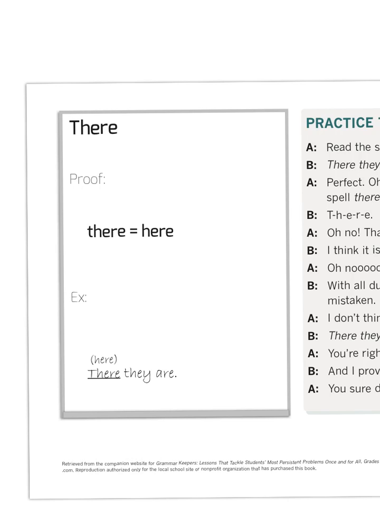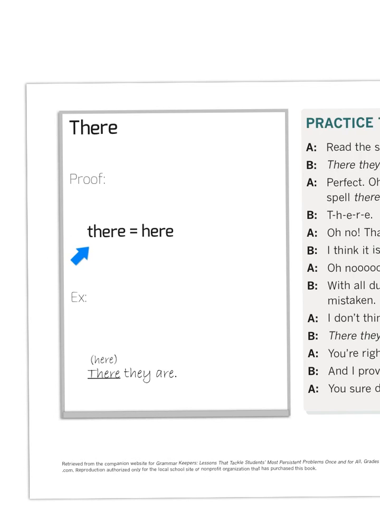Okay, so what is our proof for the word there? Remember, when we say the word proof, when we ask what our proof is, we're saying, how am I going to prove to myself and to my teacher that I'm using the correct form of the word there? Because remember, there's three different ones, and so we need a way to prove it to ourselves.